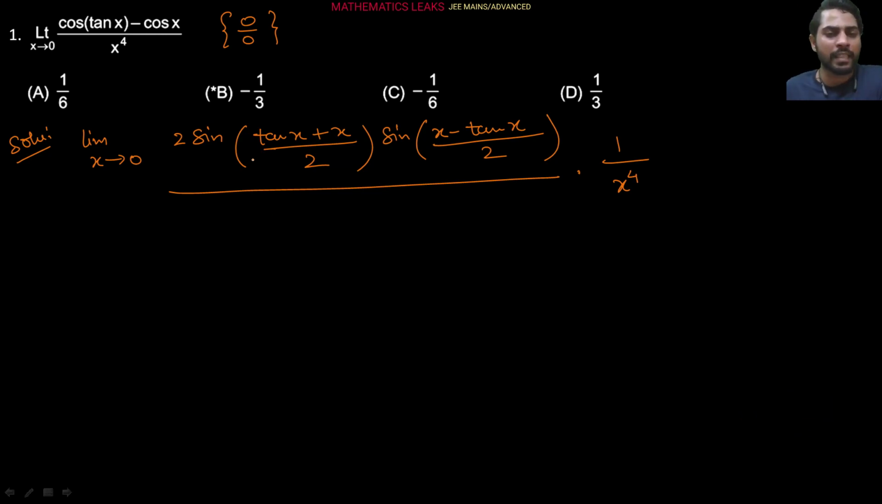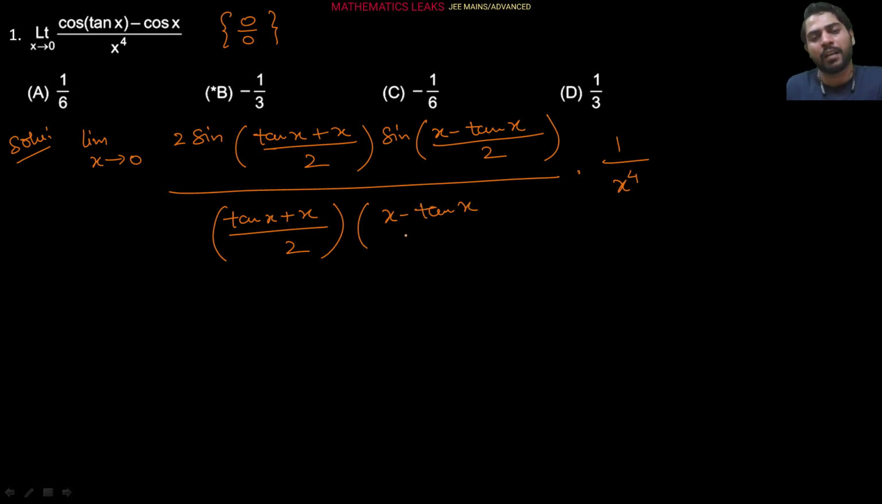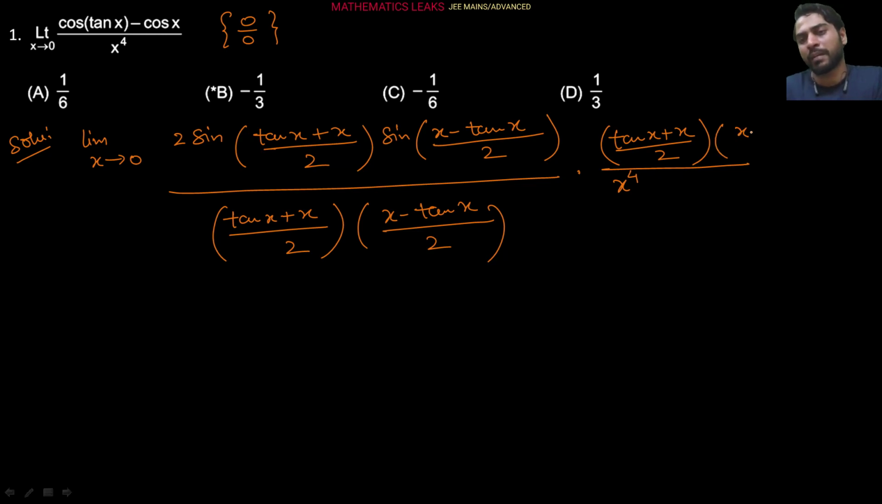Why am I writing this? Because here I am just going to multiply in the denominator tangent of (x plus x by 2) into (x minus tangent of x by 2), and the same thing we are multiplying in the numerator also. So whole upon x to the power 4, that's why we are writing here. So that is tangent of (x plus x by 2) into (x minus tangent of x by 2). Right? That's it, whole upon x to the power 4. Clear?